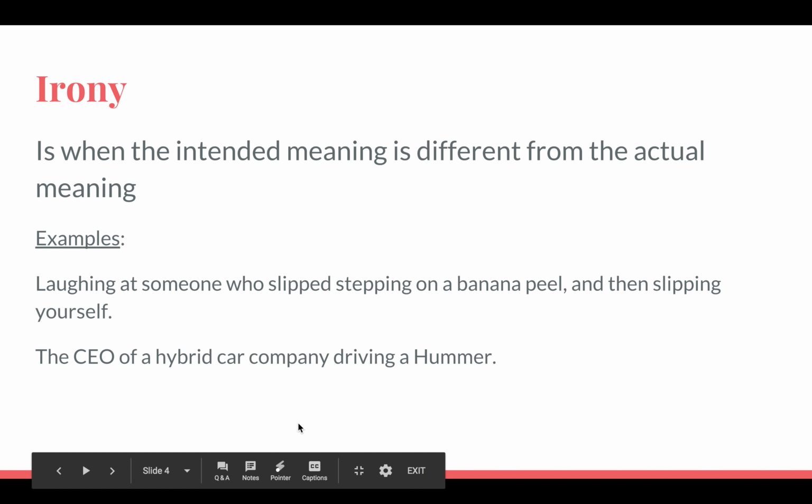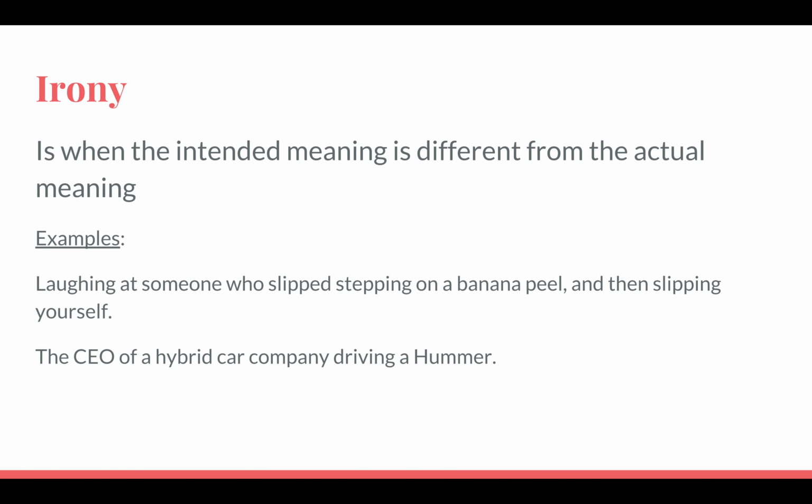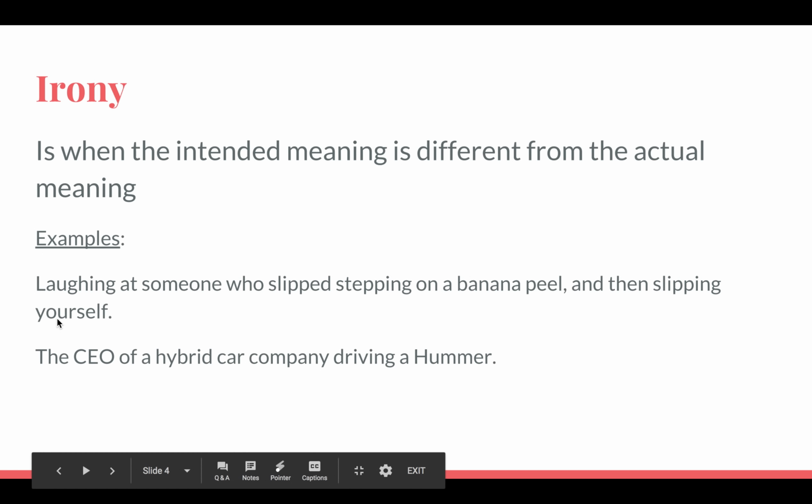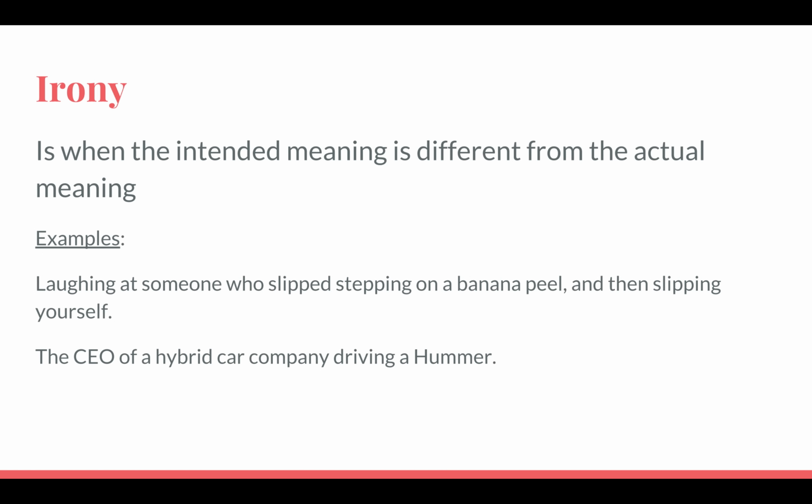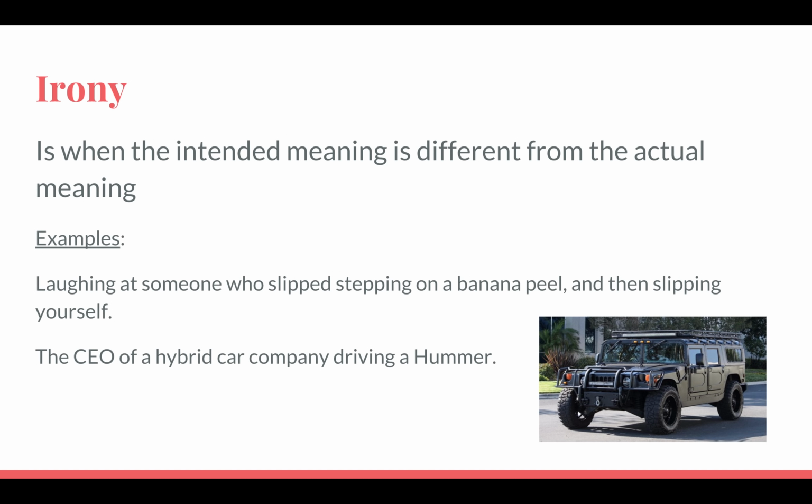Irony is when the intended meaning is different from the actual meaning. Irony tends to take place in situations, not necessarily in words. Sometimes there's verbal irony and sometimes there's situational irony. We're looking at some situational ironies for our examples. So, laughing at someone who slipped on stepping on a banana peel and then slipping yourself. Well, that's ironic because you were laughing at someone, making fun of them, and then you did the exact same thing. The CEO of a hybrid car company driving a Hummer.